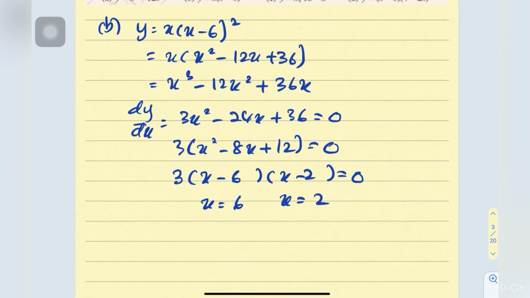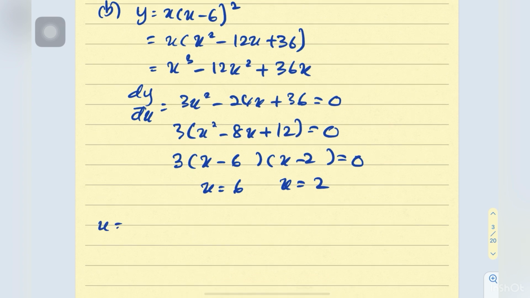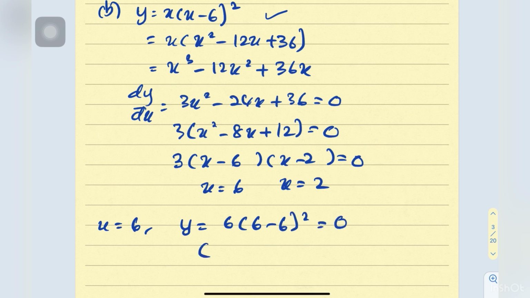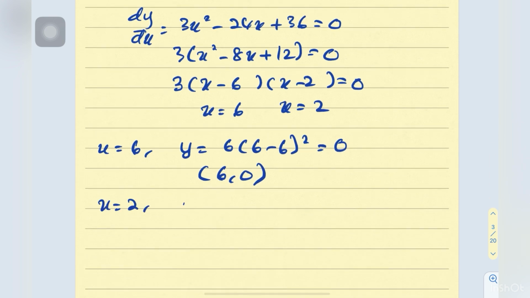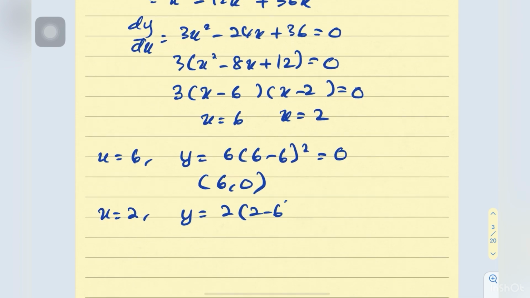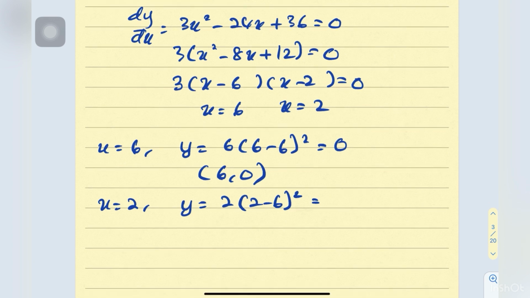To find the coordinates, substitute x into y. When x equals 6, y is 6 times (6 minus 6) squared, which is 0. So the first coordinate is (6, 0). The second one, when x equals 2, y is 2 times (2 minus 6) squared, equals 2 times negative 4 squared, 16 times 2, 32. So the second coordinate is (2, 32).